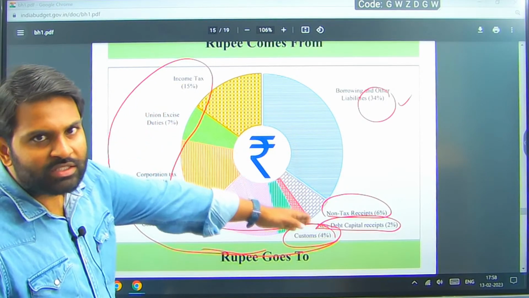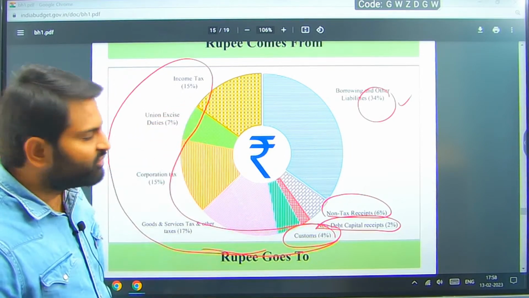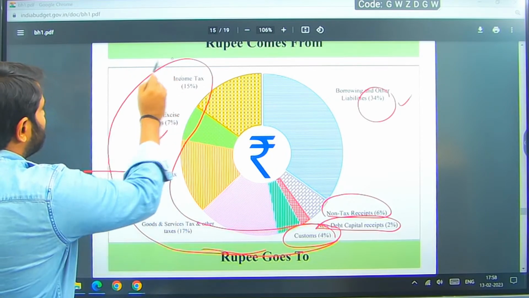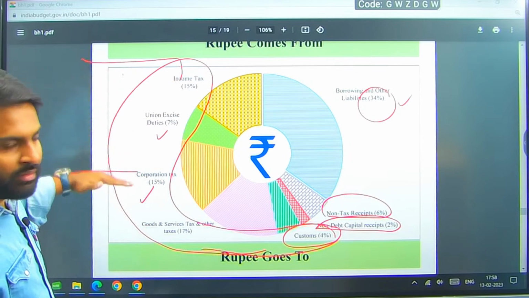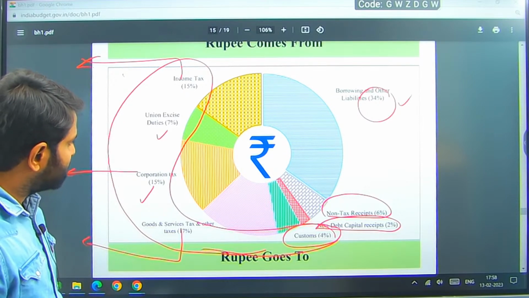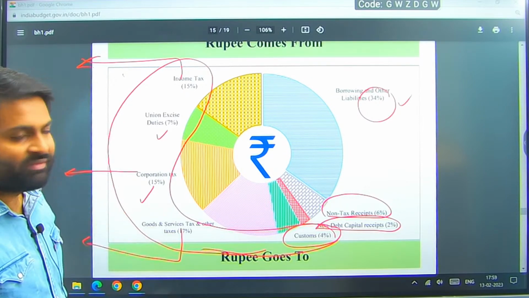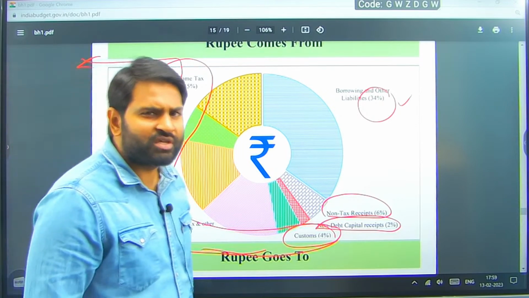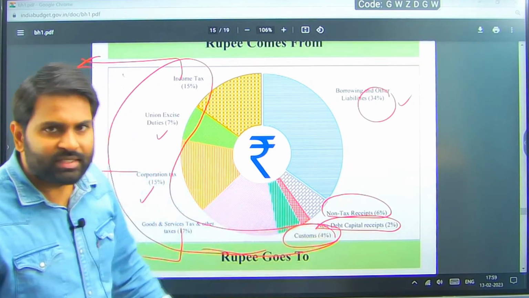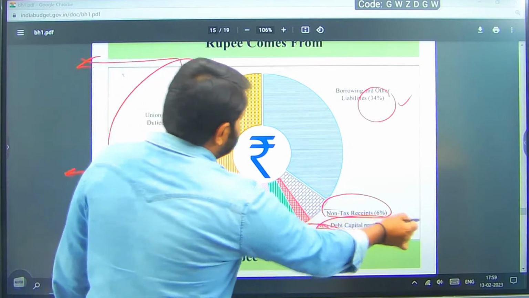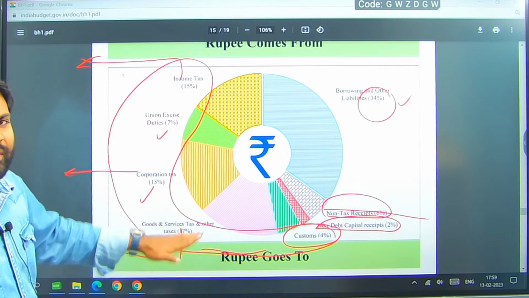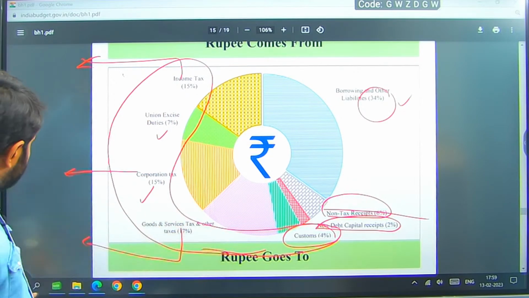That is borrowing. That is non-tax revenue. So income tax is 15%. Union excise is 7. Corporation is 15. Can you see? Income tax and corporation tax is same. But see the GST numbers. That is the reason why they are thumping the hearts. Here you can see GST is 17%. GST is their own innovation. This present government's innovation. So 17%. And non-tax receipts is 6%. Very minuscule. And customs is 4%. This is where the money is coming from, tax sources and non-tax revenues.